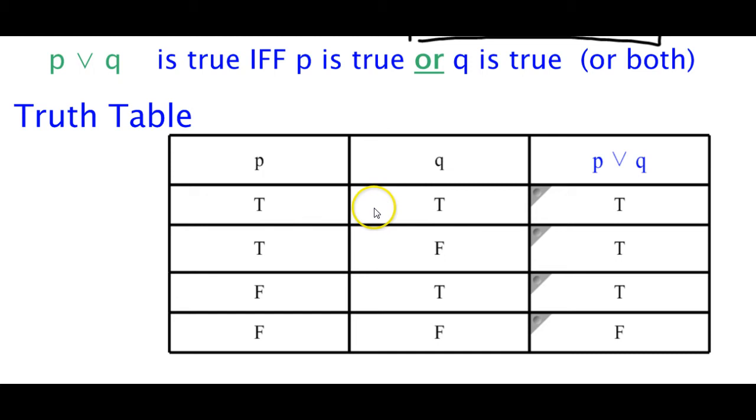So this was both true. This was one of them true, so it's true. This was one of them true, so it's true, and the last one was false, so it's got to be false. So again, pause and copy all this down because it is very important that you know this. They will not give this to you on the formula sheets.